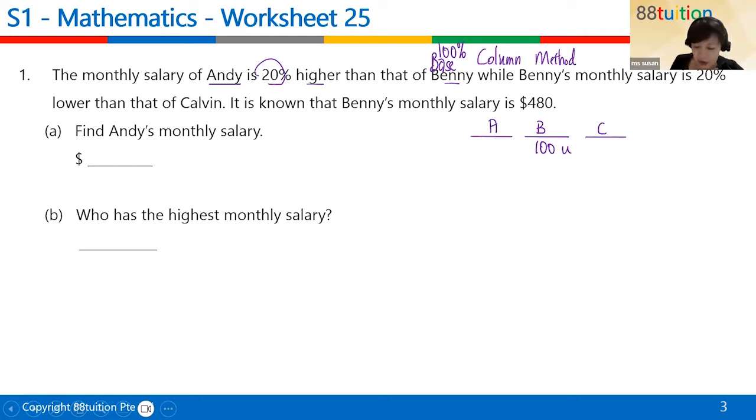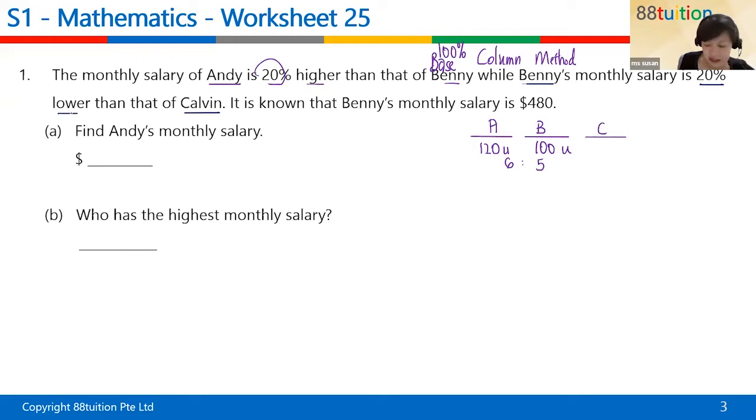Then I compare. Andy has 20% more. 20% more means 120 units. So in terms of their ratio, it will be what? 120 and 100. If I put them into simplest form, can I say this is 6:5? Then what they have here is Benny. Sorry, A is 20% higher than B, and Benny's monthly salary is 20% lower than C.